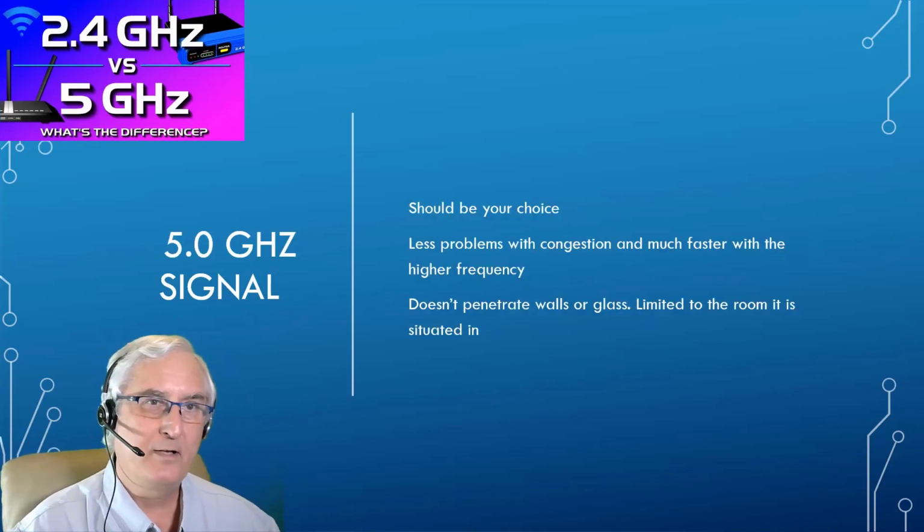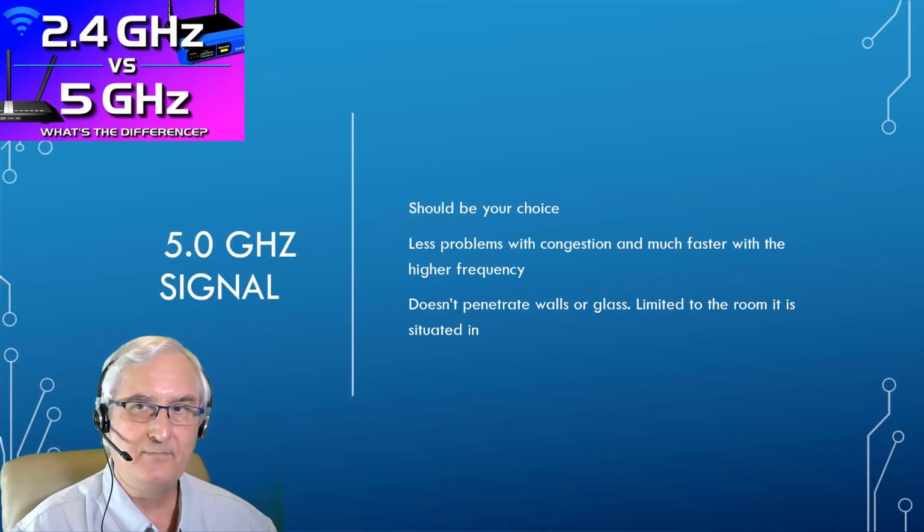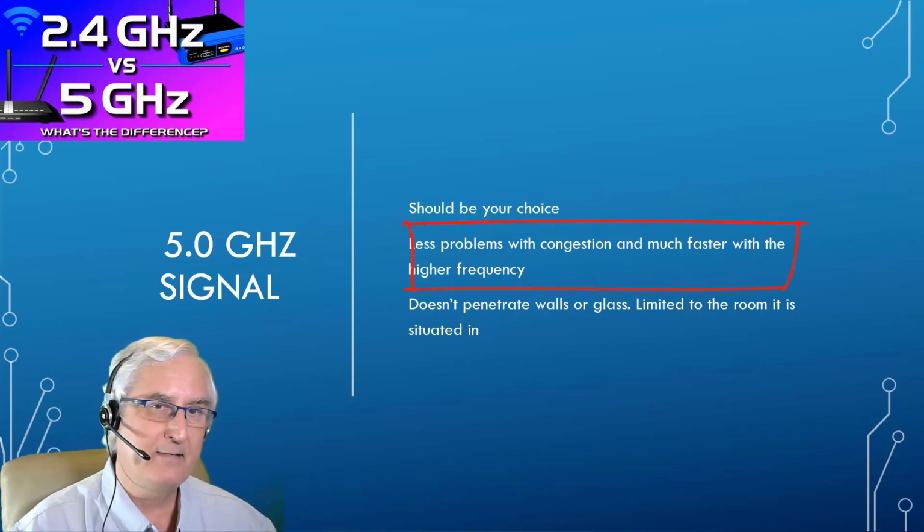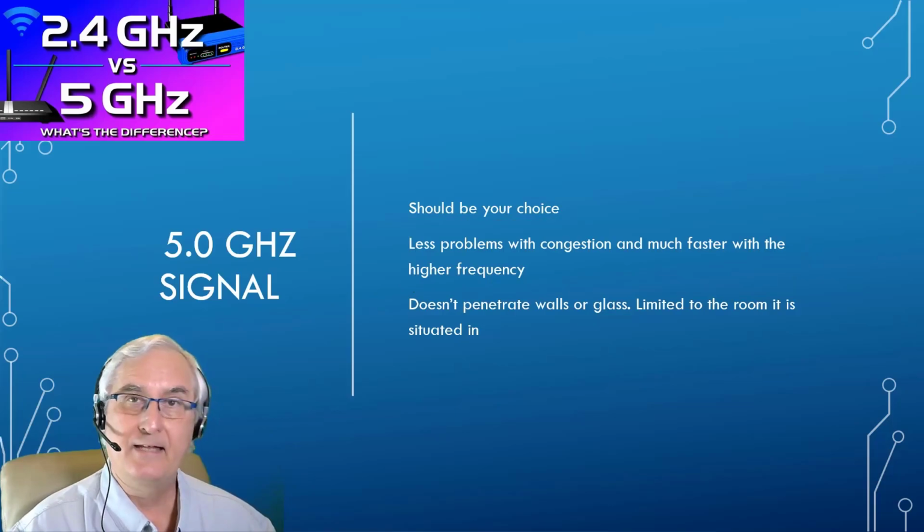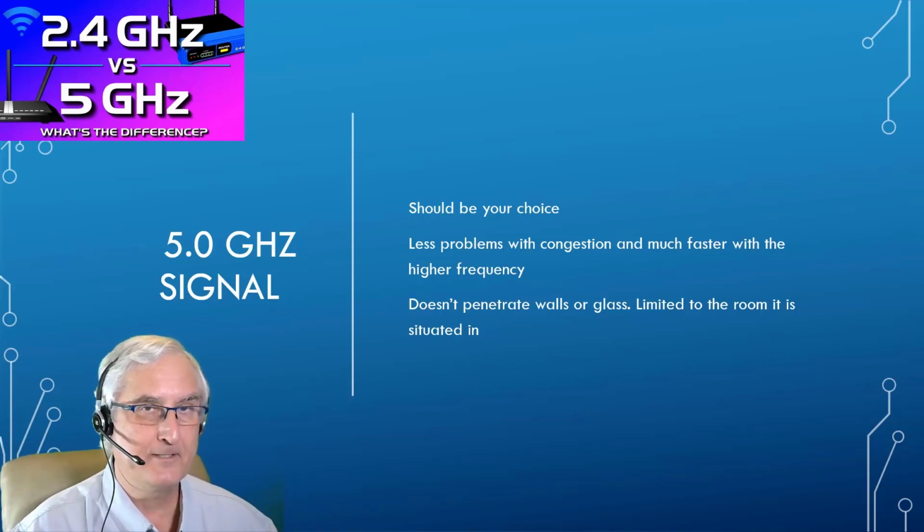The second broadcast signal is on the 5 gigahertz. And this should really be your choice when you're choosing between the two, and we'll talk about how to do that in a minute. You should be broadcasting on or receiving on 5 gigahertz. And why is that important? Well, there's less problems with congestion, and it also is much faster. Being a higher frequency, it actually is a much faster signal.